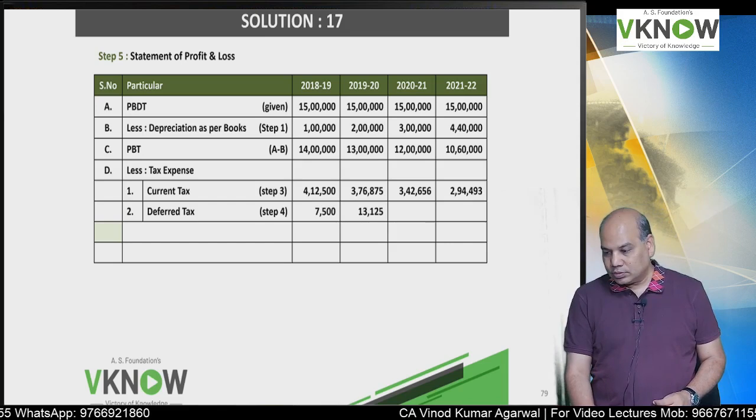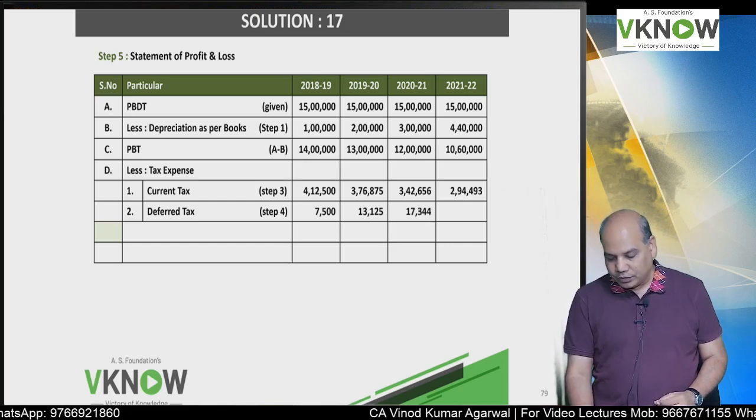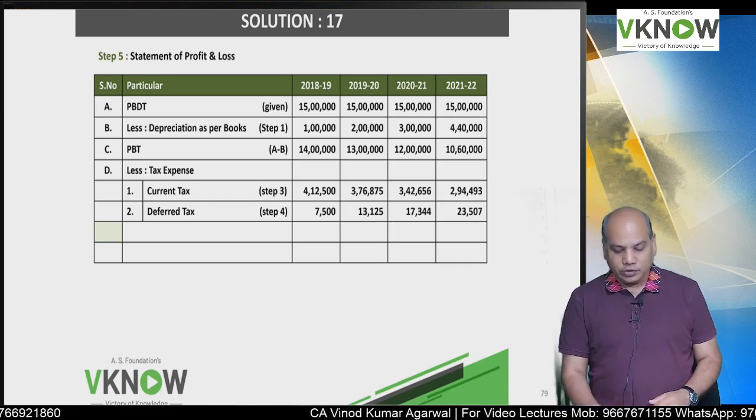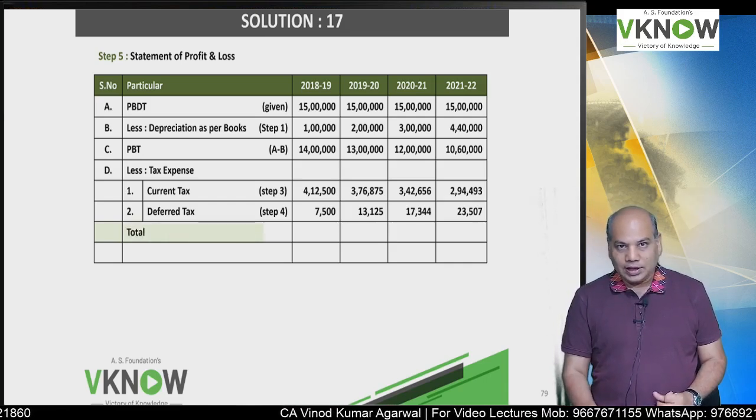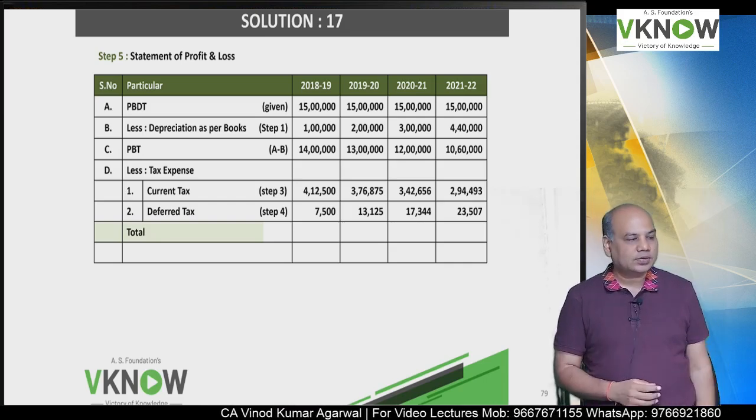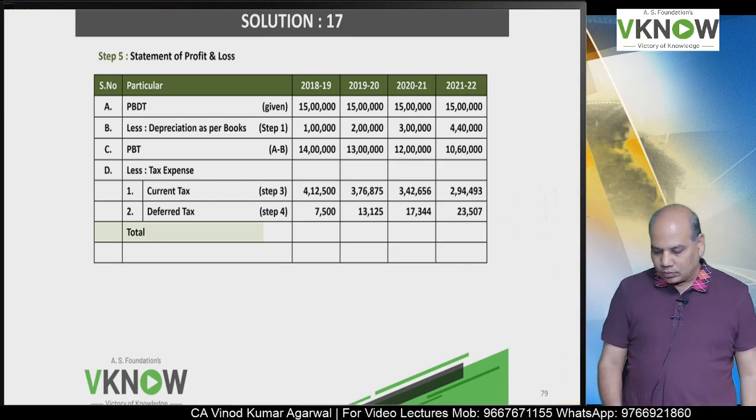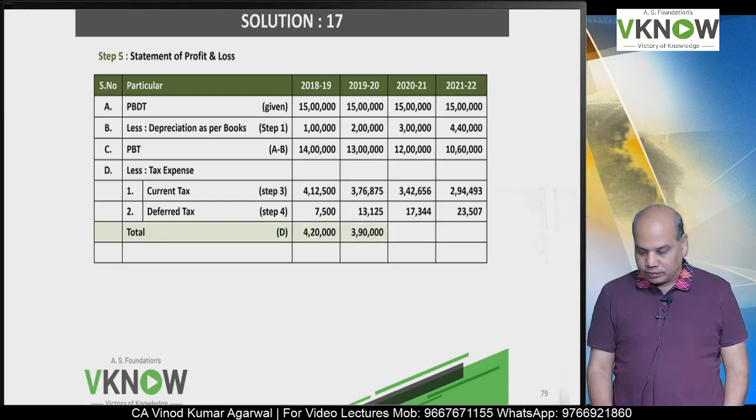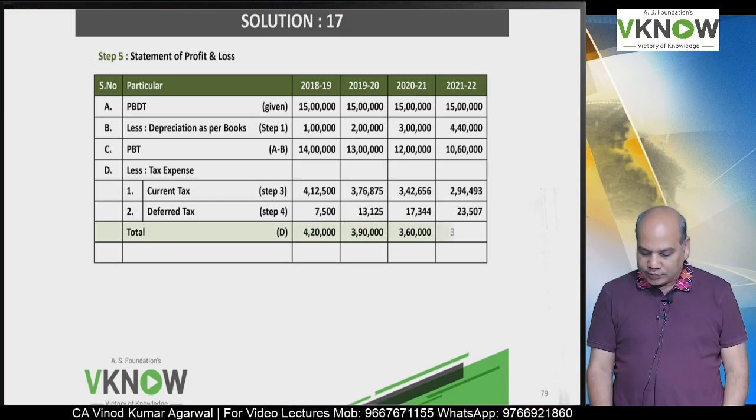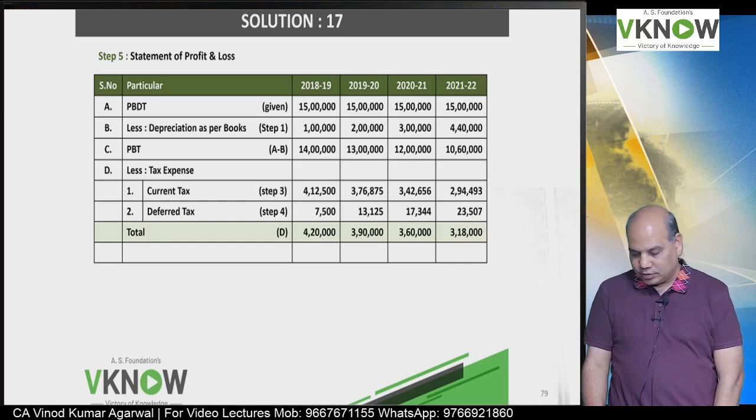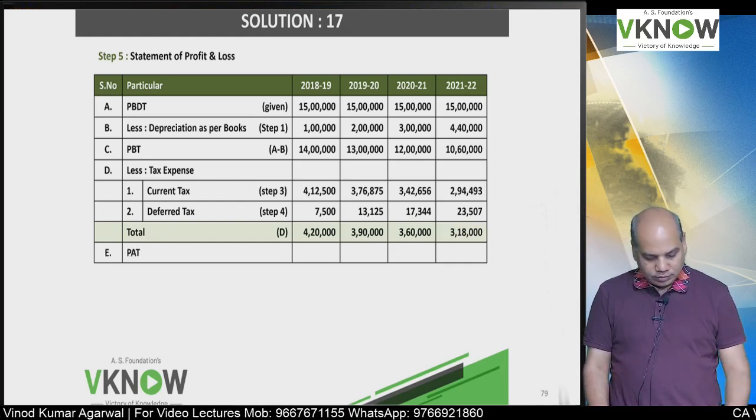7500, 13125, 17344, 23507. Total tax expense. Add current tax plus deferred tax. That is 4,20,000, 3,90,000, 3,60,000 and 3,18,000. Is it right now?